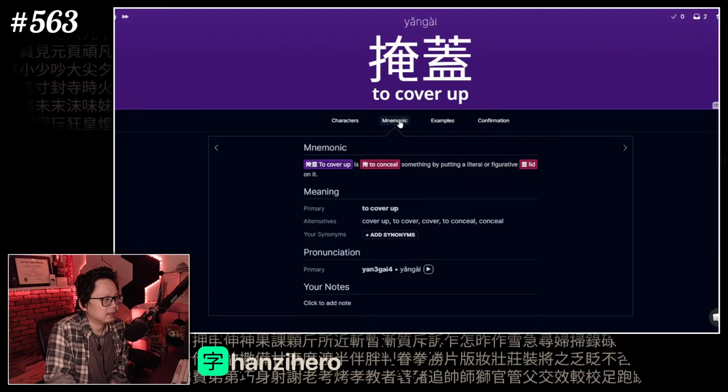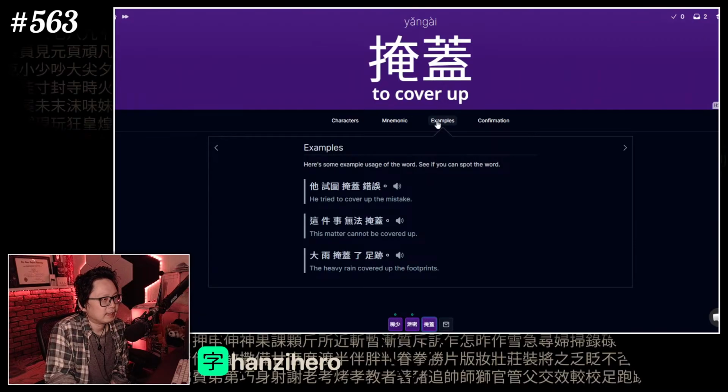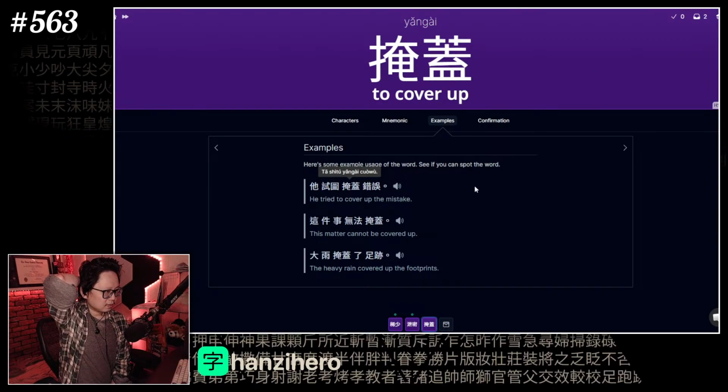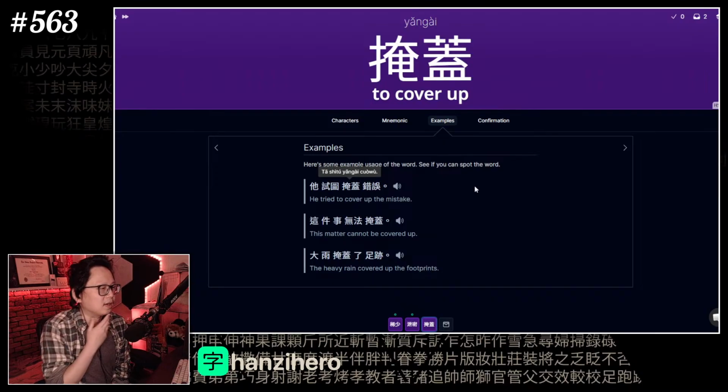Okay, to conceal. Right, the lightning bolt. The lightning in the bottle. No, that's not wei. 他试图掩盖错误。 试图, try. Yep.